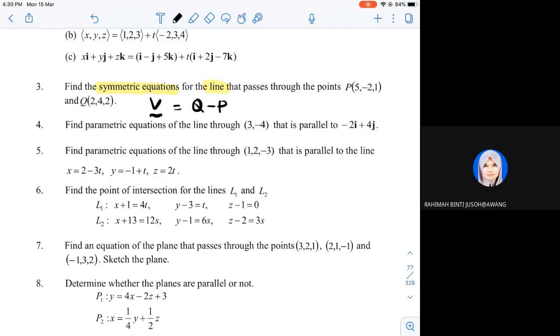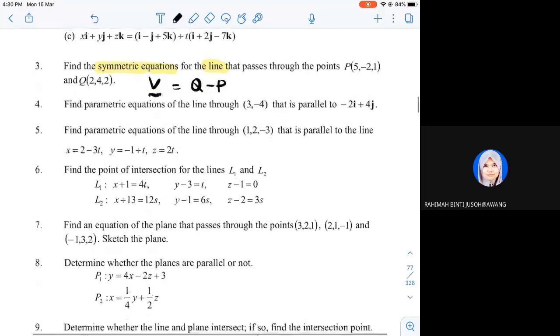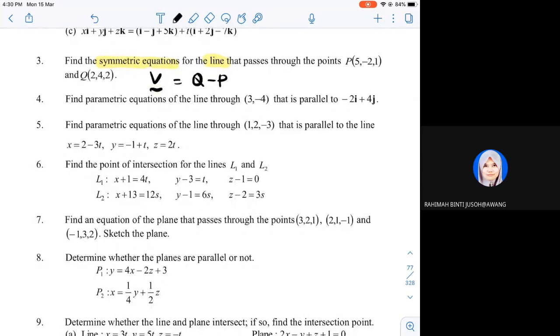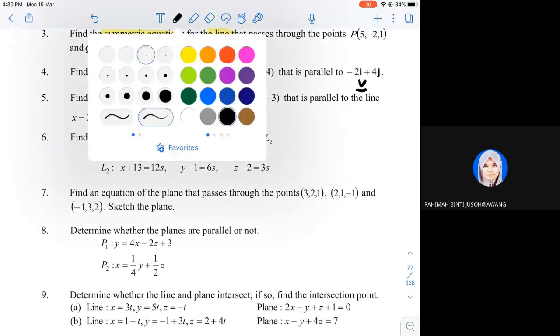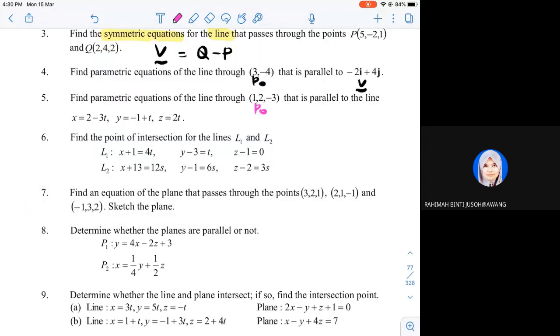Q minus P lah. Macam tu. Question number 4 pun simple. Dia dah bagi you, this is your P naught and this is your V lah. Okay, next question number 5. That is parallel to the line. Question number 5 ni macam mana? This one is P naught kan? That is parallel to the line.